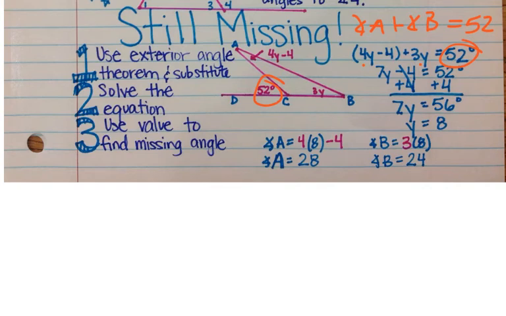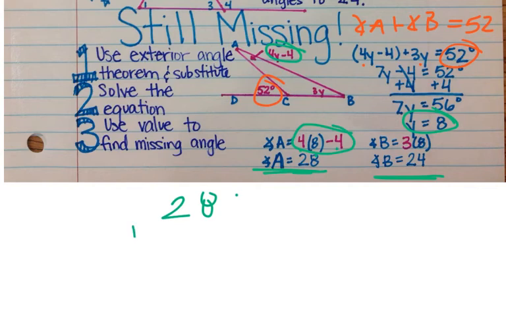My last step is to use the value to find the missing angle. I'm going to use this y value right here and substitute it into the equations I was given for the angles. For angle A, the equation was 4y minus 4. I'm going to substitute in that 8, and I'm going to have 4 times 8 minus 4. That will give me 28 for angle A. Angle B is 3 times 8, and that will give me 24. A quick check of this will be 28 plus 24, that's 52, and that equals this angle right here. So we did everything correctly.